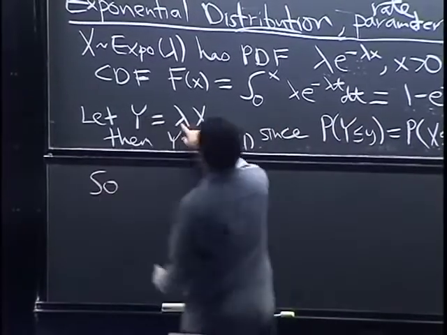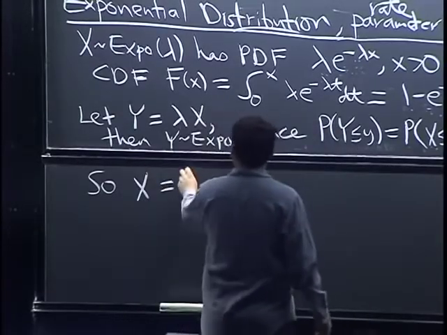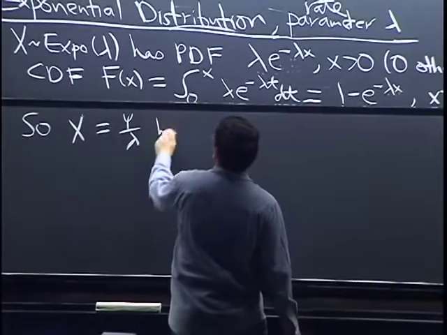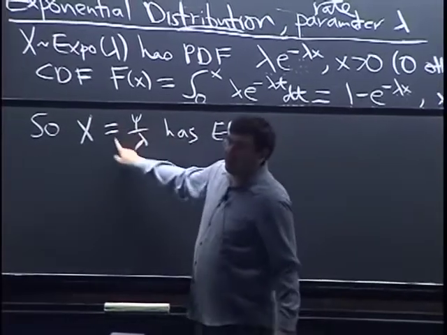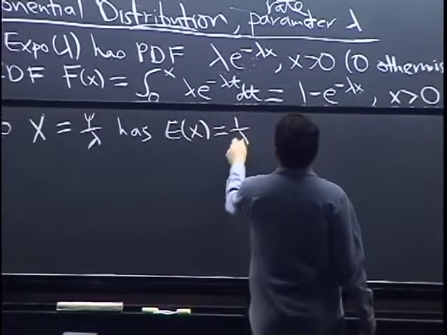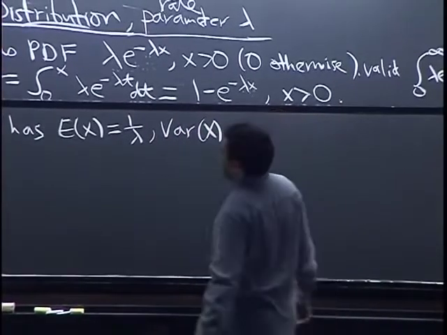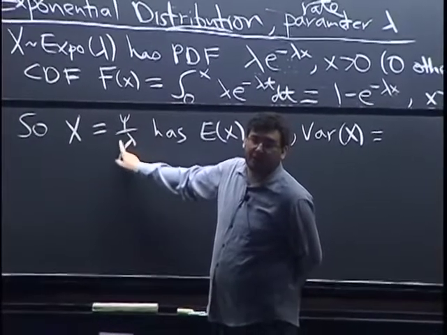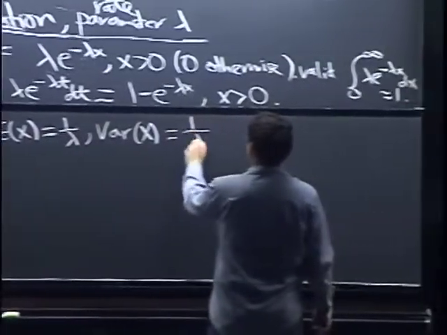So just continuing the notation here. Y equals lambda x, so x equals y over lambda. And that's going to have the mean. Just take the expected value of this. Lambda is a constant. That comes out. So it has mean 1 over lambda. And it has variance. Well, for the variance, take the variance of this. Remember, the variance constant comes out squared. So it's 1 over lambda squared times the variance of y, but the variance of y is 1. So the variance is 1 over lambda squared.